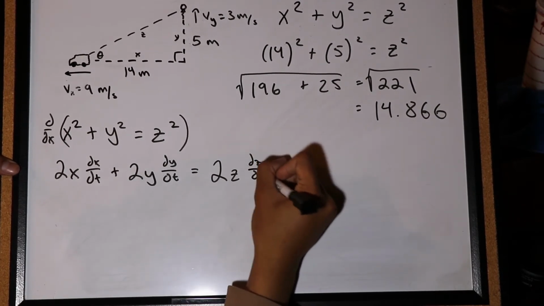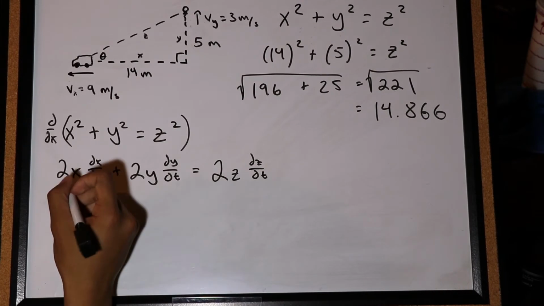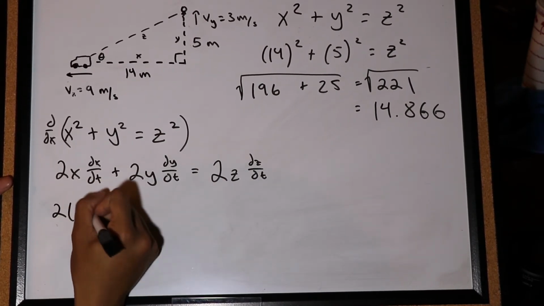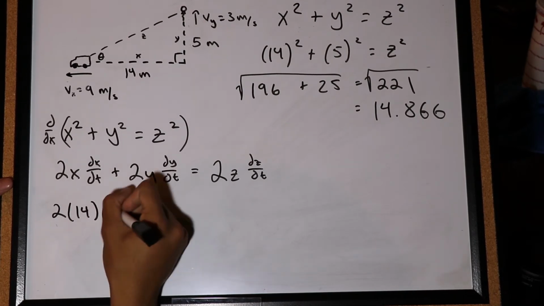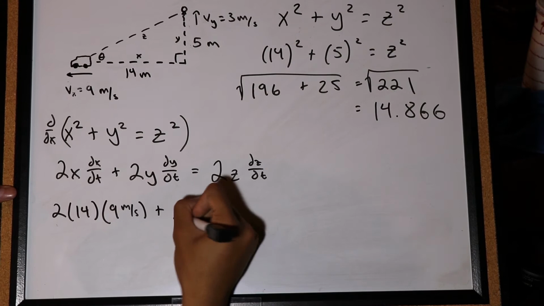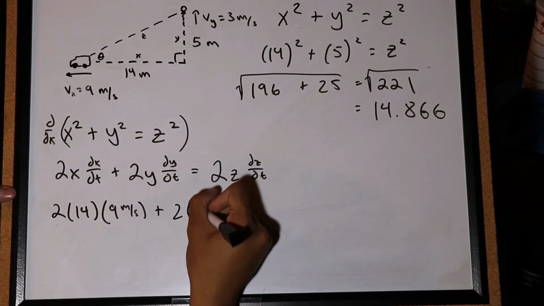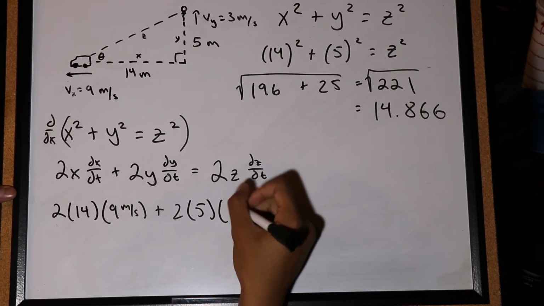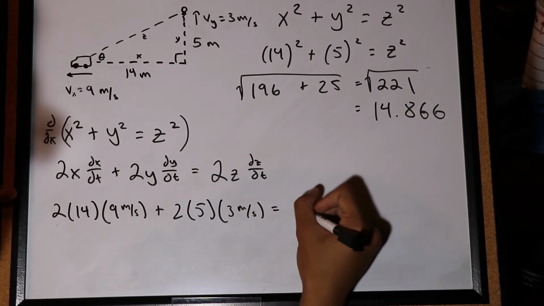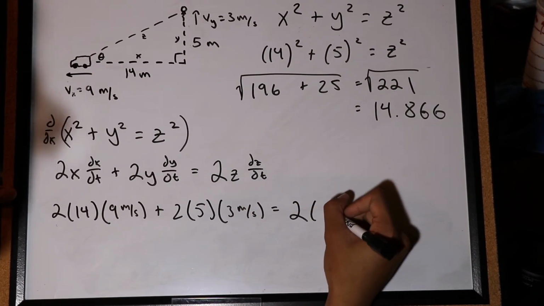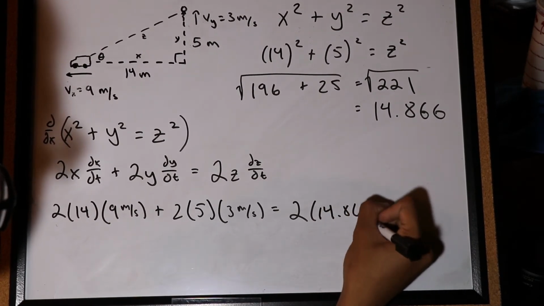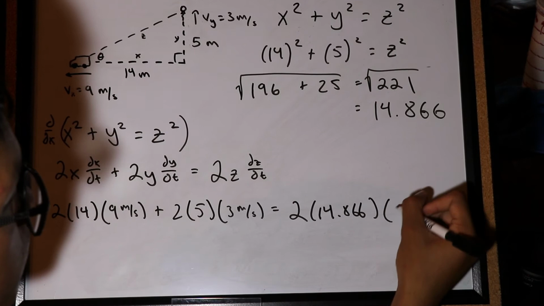Now we can plug in all the variables. We know that x is 14, dx/dt is 9 meters per second, y is equal to 5, and dy/dt is equal to 3 meters per second. And we know that z is equal to 14.866. So all we have to do is rearrange the equation to finally solve for dz/dt.